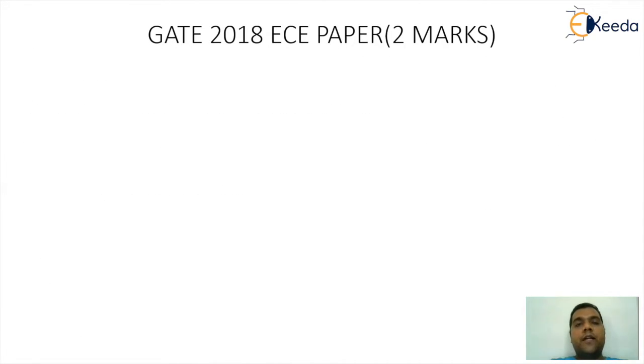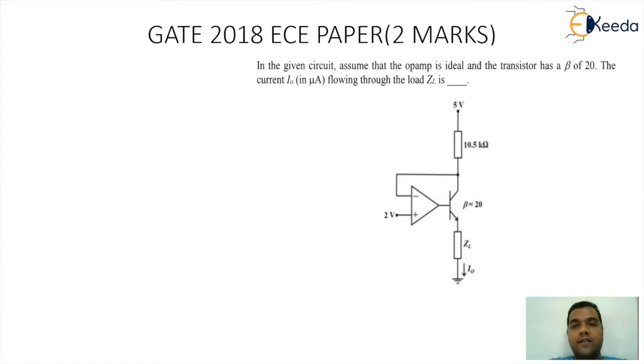Next question is from the GATE 2018 ECE paper. This question has come for 2 marks. Let's have a look at the question. The question is a mixed logic question where the transistor and an op-amp is being considered. So the question is, in the given circuitry, assume that the op-amp is ideal and the transistor has a beta of 20. The current IO in microampere flowing through the load ZL is.